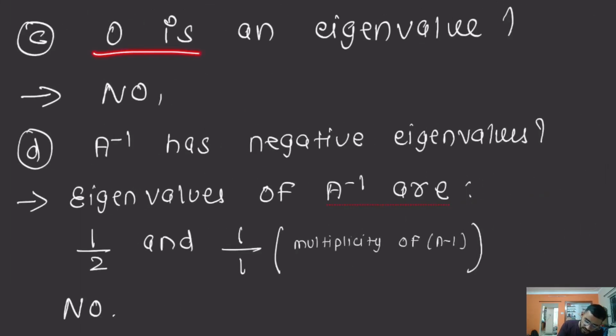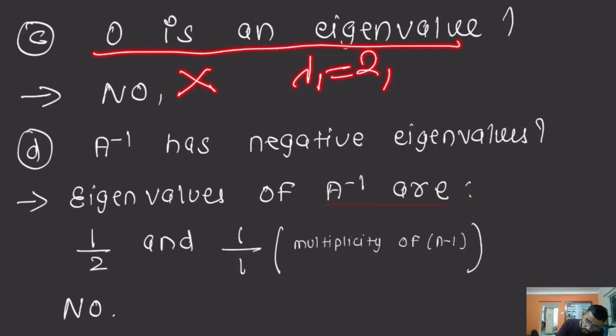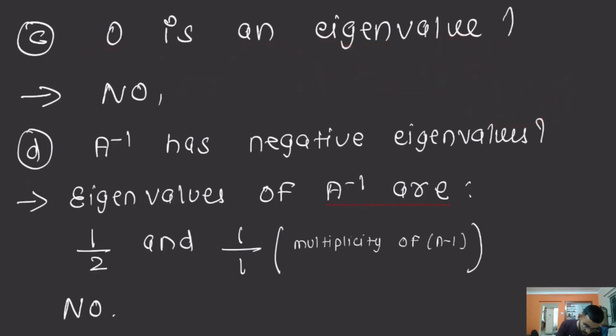That is, 0 is an eigenvalue of A. This is wrong, because we know one eigenvalue is 2 and another eigenvalue is 1 with a multiplicity of n minus 1. Okay, and the fourth option is A inverse has negative eigenvalue.